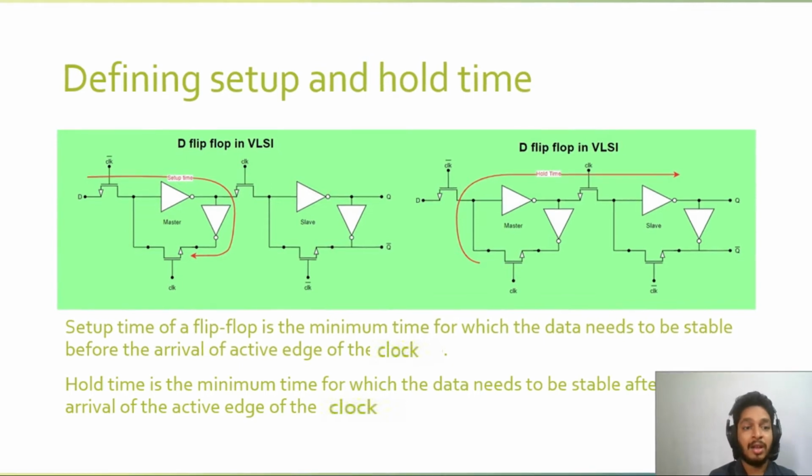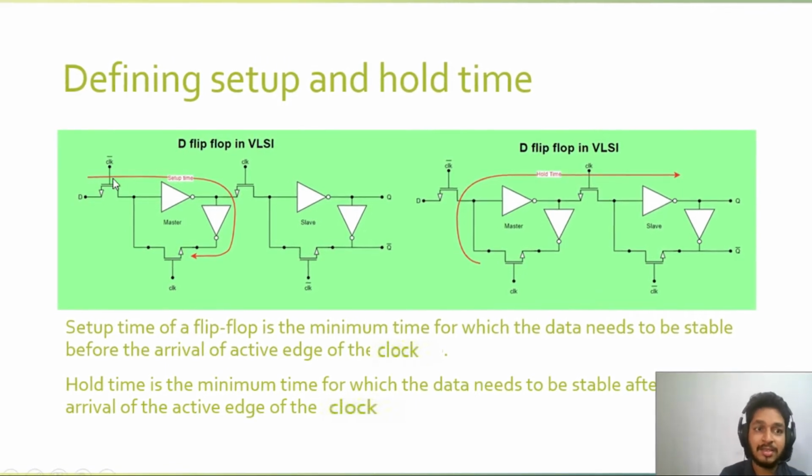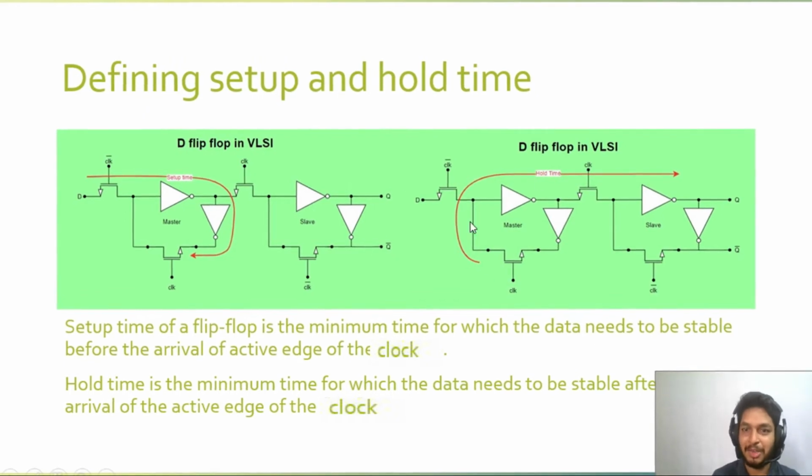Those are different things. This is only for the flip-flop which is an edge triggered flip-flop. Okay, so setup time of a flip-flop is the minimum time for which the data needs to be stable before the arrival of the active edge of the flip-flop. So that's the minimum time that is needed. What we are saying is it's the time required for the data from this D pin to reach this pin. So this much time it has to be stable. The input has to be stable before the arrival of the clock. So that is actually the setup time. And the hold time is the minimum time for which the data has to be stable after the arrival of the clock. That is actually this propagation time itself.